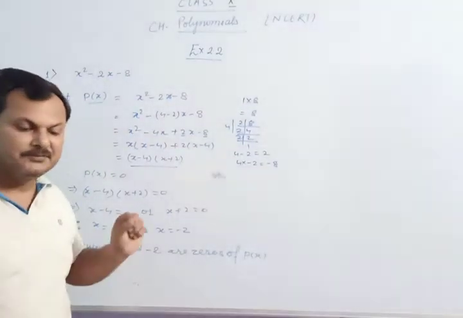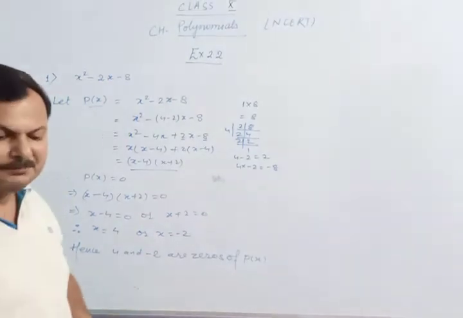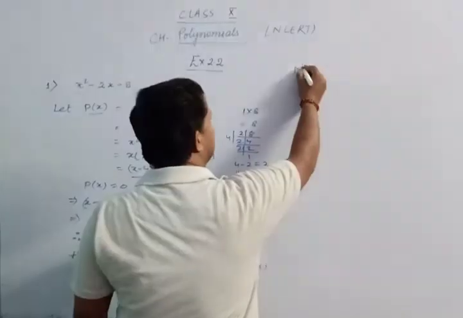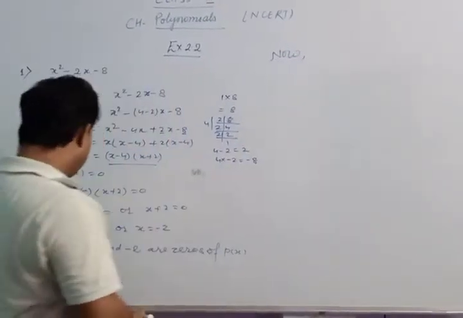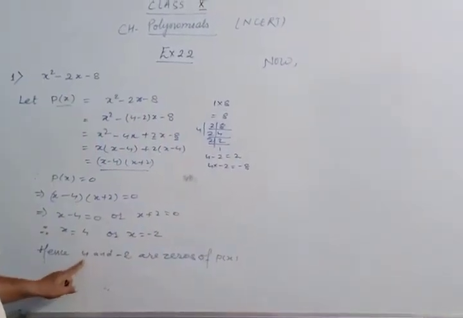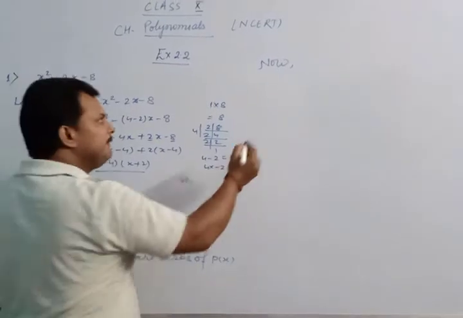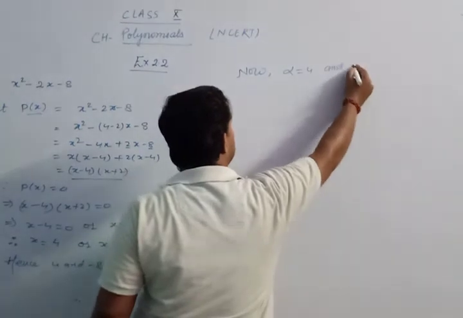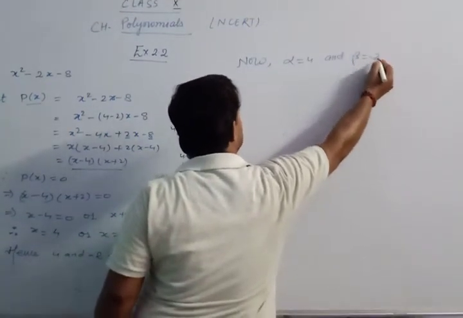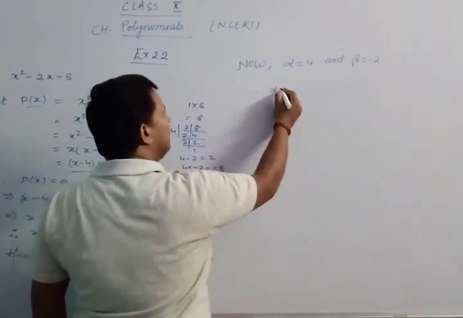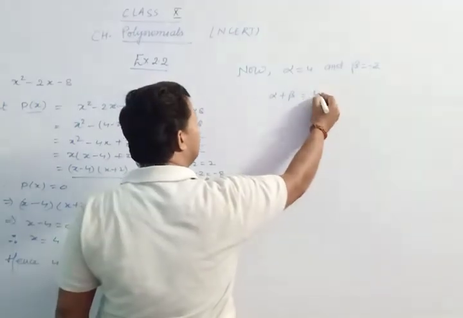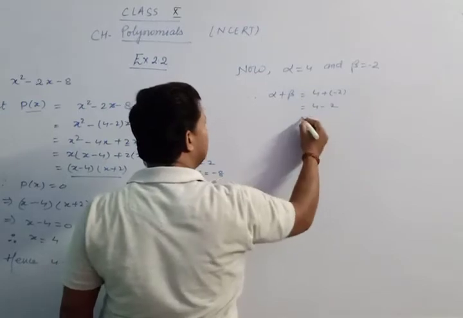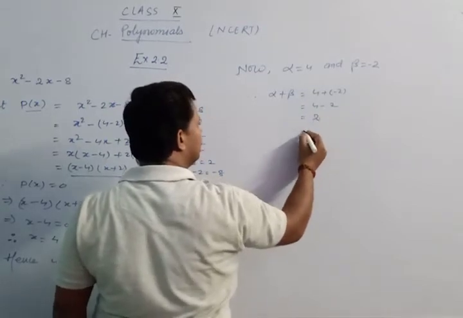Now we have to verify the relation between the zeros and the coefficients. So now assume the first zero, this 4, you can name it alpha. Alpha is equal to 4, and the second one is minus 2. It means beta is equal to minus 2. Therefore, alpha plus beta is equal to 4 plus minus 2. You can write 4 minus 2, which is 2.